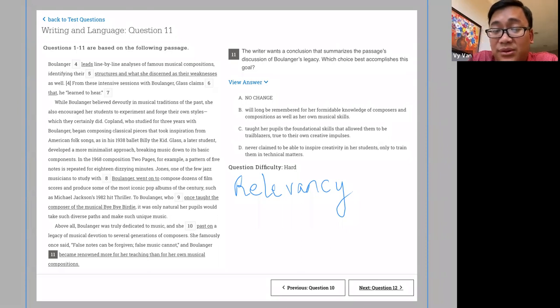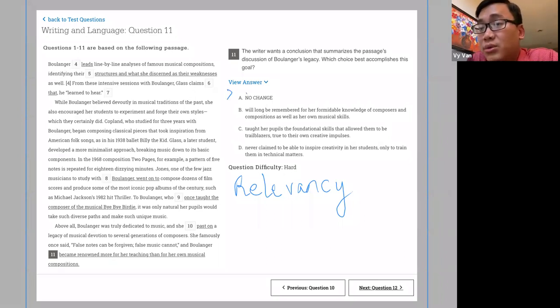So here A says "became renowned more for her teaching than her own musical compositions." Well, that could be true, but we see it doesn't talk about her students. I'm going to put a question mark here. B, "will long be remembered for her formidable knowledge." Well, it doesn't talk about her knowledge at all. It talks about her students and the way that she taught her students.